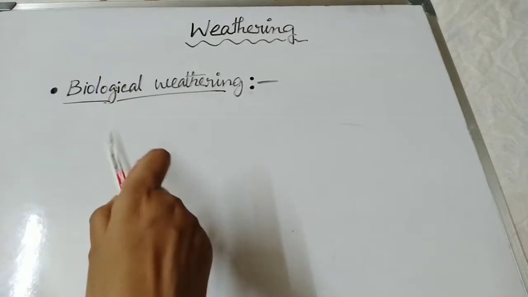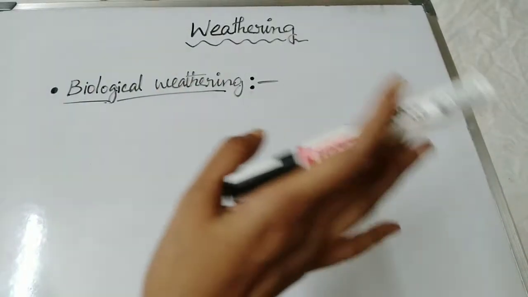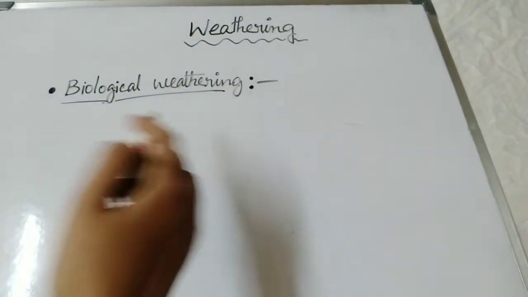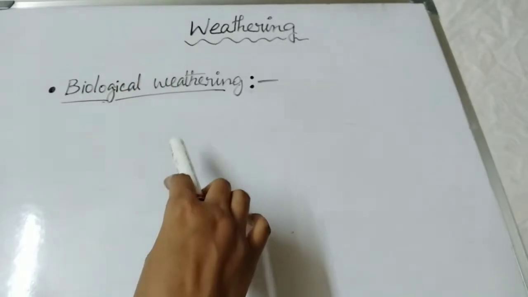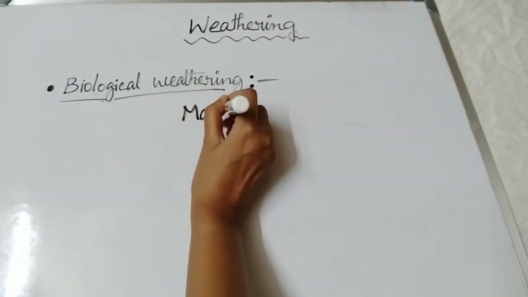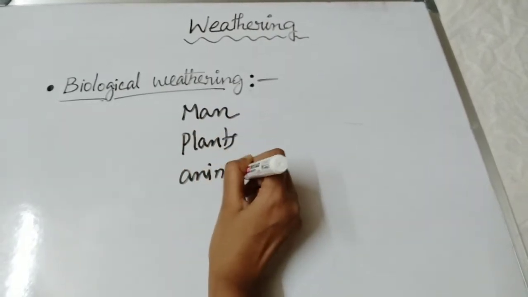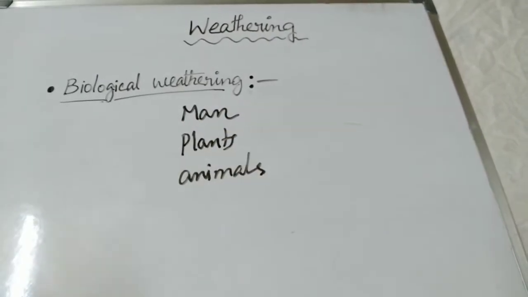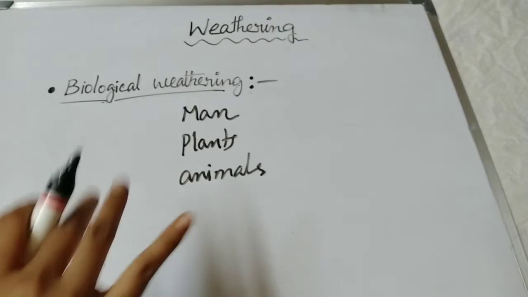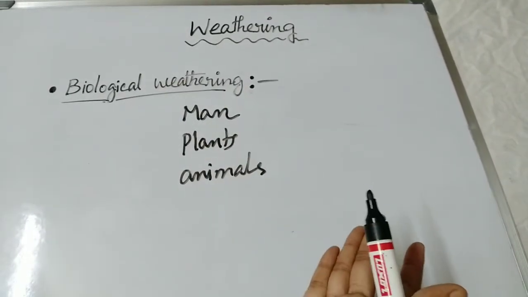Okay, coming to the first one, biological weathering. Apart from mechanical weathering and chemical weathering, there is another type of weathering called biological weathering. Mainly it is caused by biological elements. Biological elements means man, plants and animals. These three elements cause biological weathering. These are all living agents, and they are responsible for both the decomposition and the disintegration of rocks and minerals.